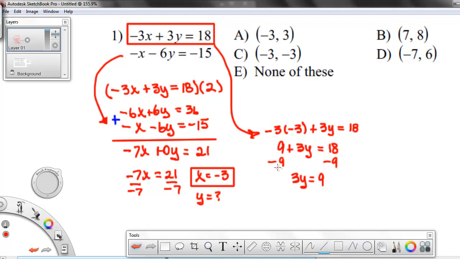Another way to look at it, if you want to, we're going to add those two together. And negative 9 plus 9 will be 0, and 18 plus a negative 9 will give me the 9. Now we have the 3y equals 9. We want to turn that 3 into a 1, so we divide by a 3, so that'll give us the 1y that we want. 9 divided by 3 is 3. So now we found out our y. Now the ordered pair that we have is negative 3 and 3. And if you look at our multiple choice answers, that is option A.